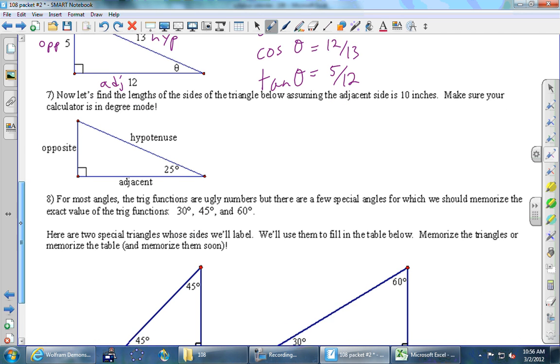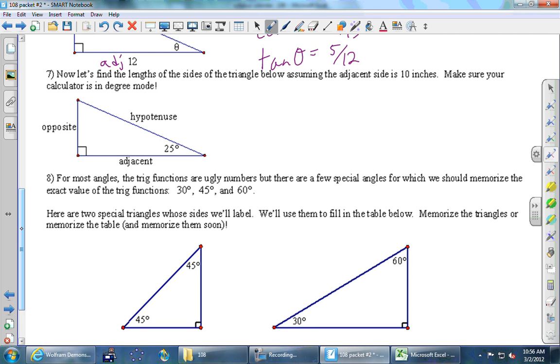Okay, so let's try this. Our first application for why we care about these three funny things, sine, cosine, and tangent. All right, so first it says the adjacent side is 10. So again, from the perspective of that 25, the adjacent is the nearby one, it's this bottom one. So the adjacent is 10. The difficulty here is that I don't know what the opposite side is, and I don't know what the hypotenuse is. But what I'd like to do is figure out how long they are.